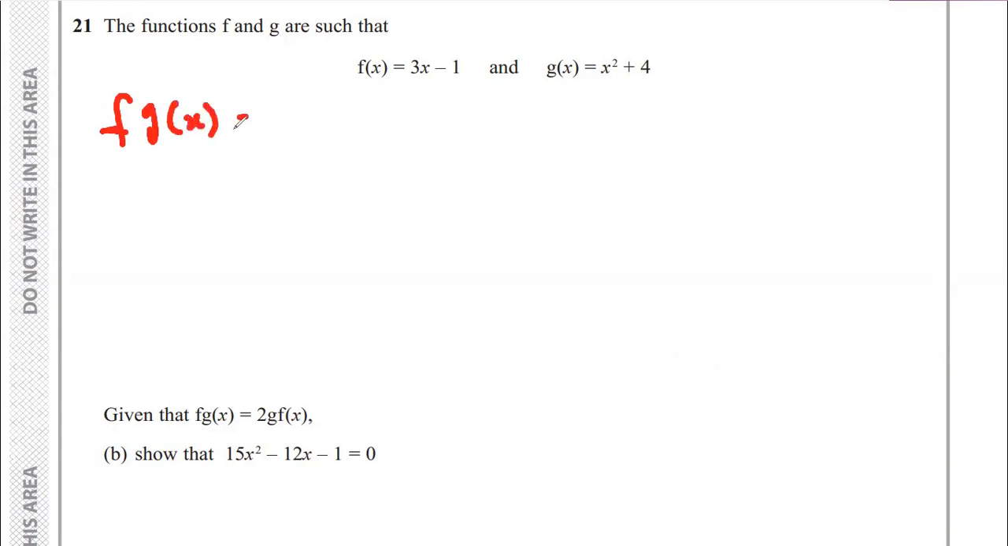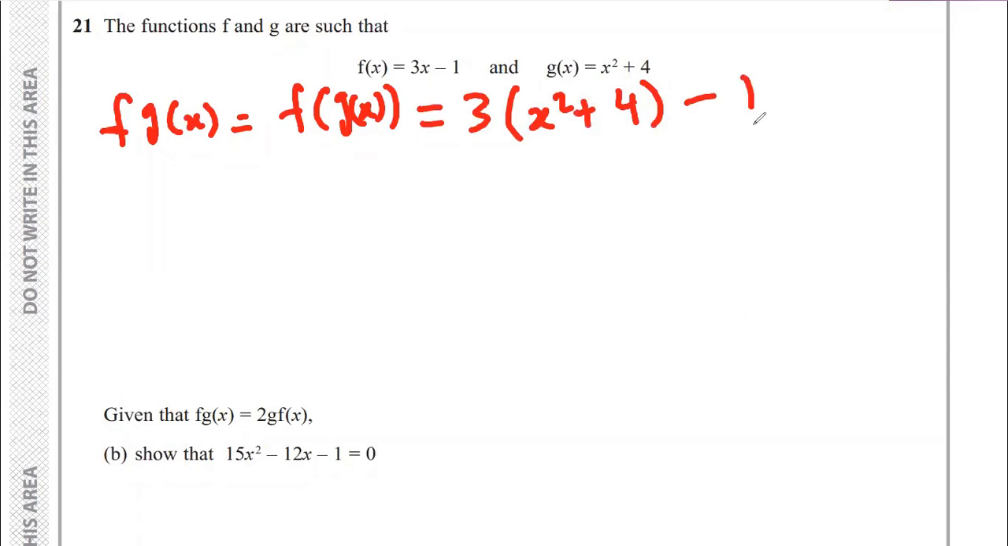You basically get G and put it into F. Into F of X, you substitute the whole of G of X. That means 3 times X squared plus 4, minus 1. I will write 3 times X squared plus 4, minus 1. And that will give me 3x squared plus 12 minus 1, which will be 3x squared plus 11.